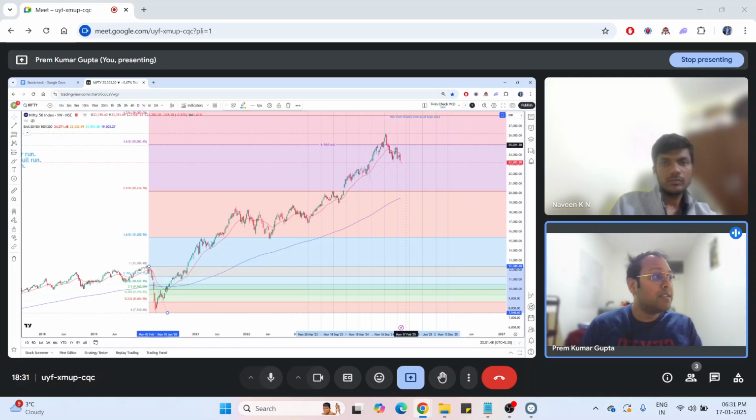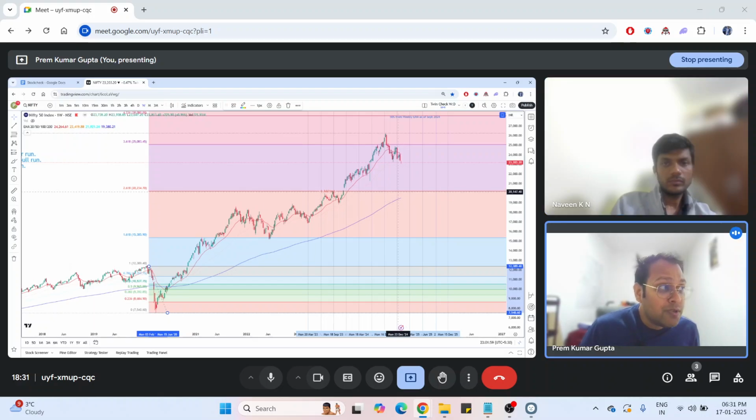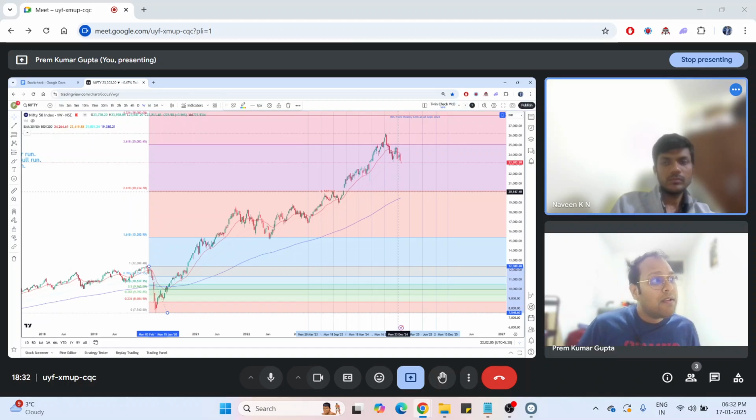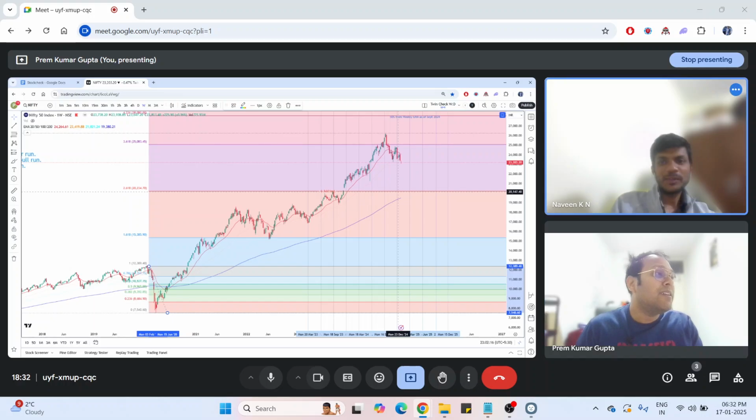Second point is that if it falls down, as per this Fibonacci, it can come till 20,000, which is even what the line says, right? So if it comes toward 20,000, then this could be a good buying zone for us. But it will be brutal if it happens. So let's think that this never happened.